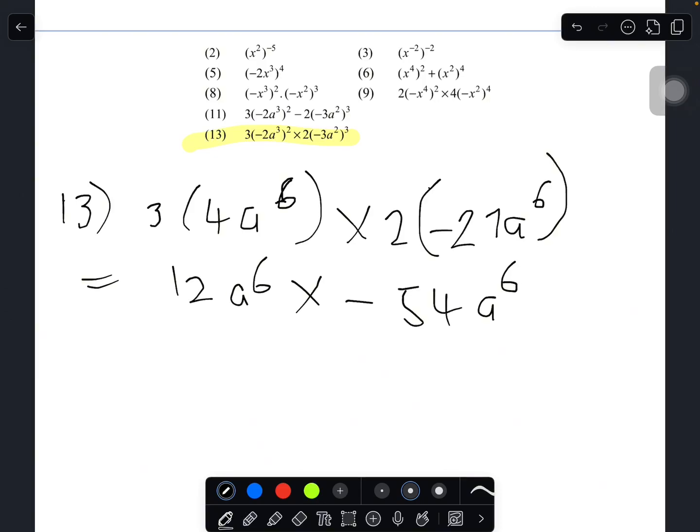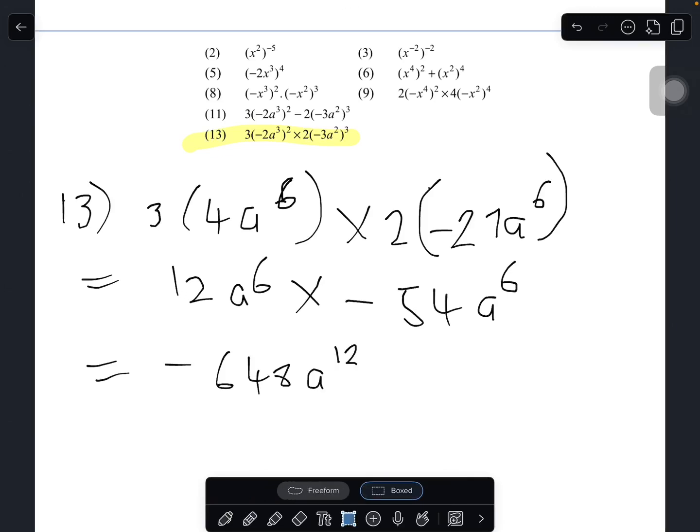Okay, then you can put this into your calculator, the 12 times negative 54. Let me just grab my calculator quickly. So I have 12 times negative 54, which is negative 648 a to the power 12.